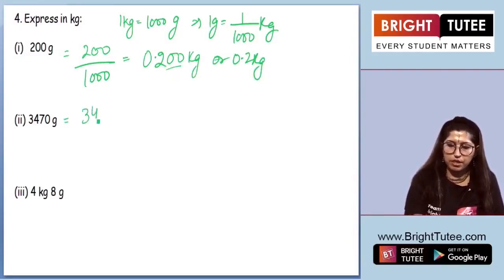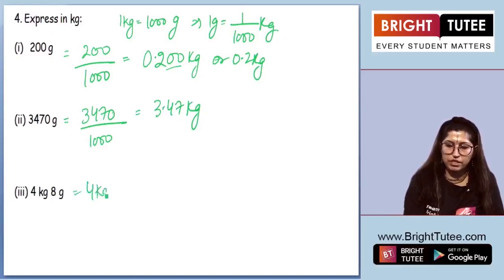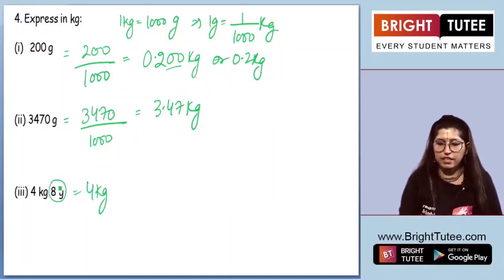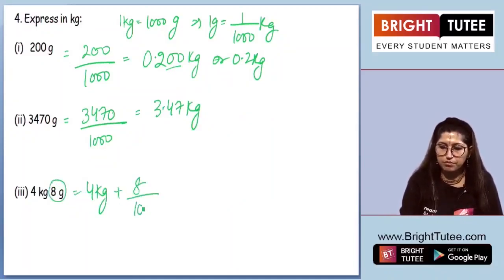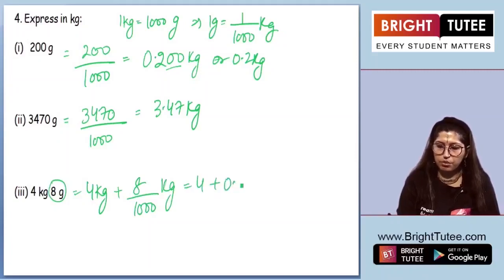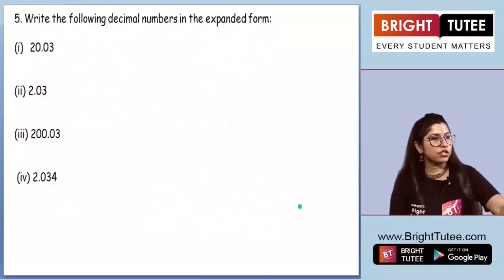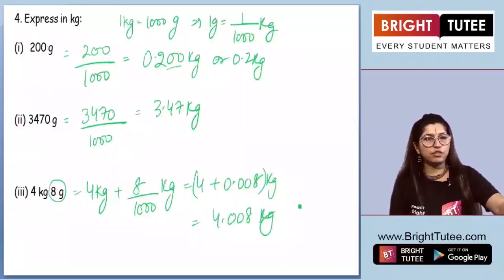So again doing the same thing, dividing by 1000, shifting 1, 2, 3 places, we'll be getting 3.47 kg. We have 4 kg, so kg is already there. We need to just convert 8 gram, which will be 8 upon 1000 kg. That will be 4 plus 0.008 kg. Adding them up, we'll be getting 4.008 kg. This is question 4.